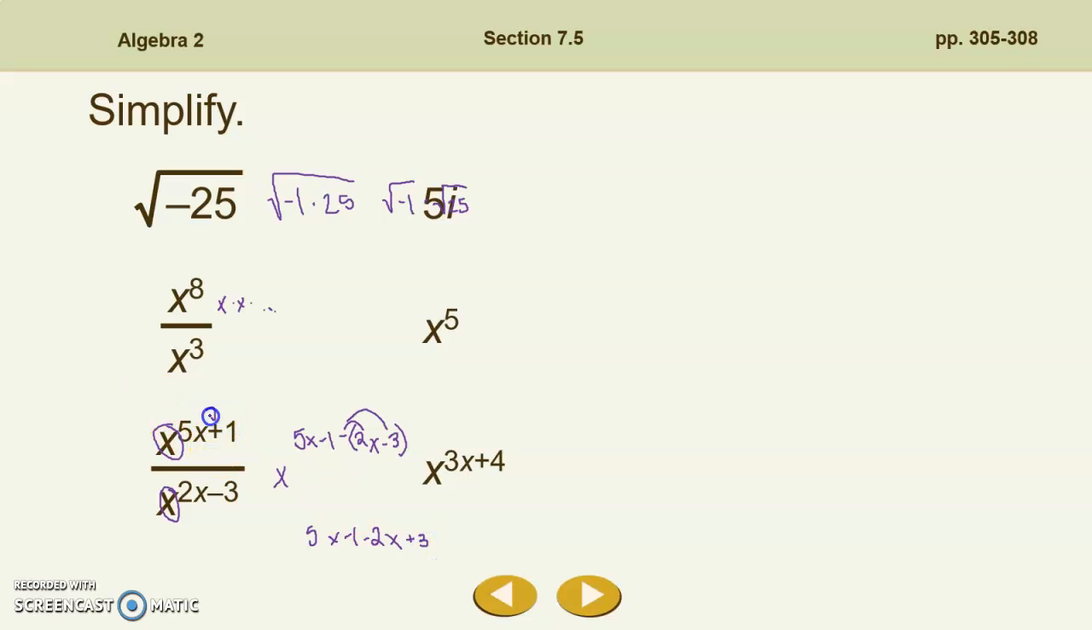I just realized that's a 5x plus 1 there. Let's write that correctly: 5x plus 1 minus the quantity 2x minus 3. After we distribute that negative, our 1 and our 3 do combine to become that positive 4. So that's just a quick review of simplifying radicals and our quotient property of exponents.